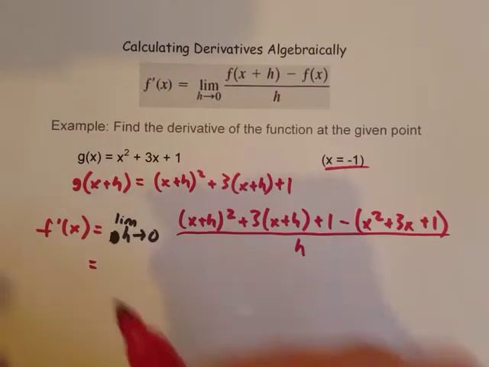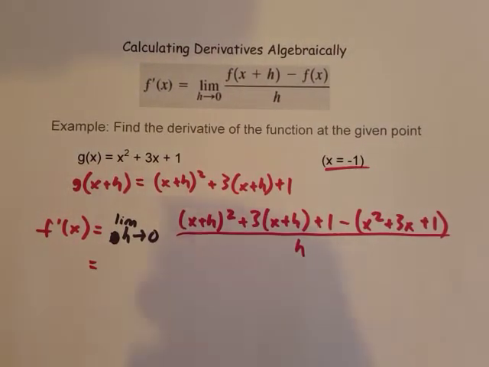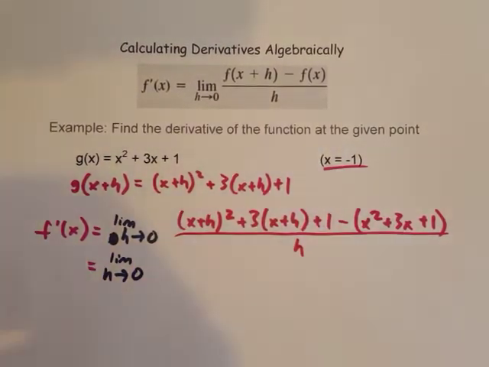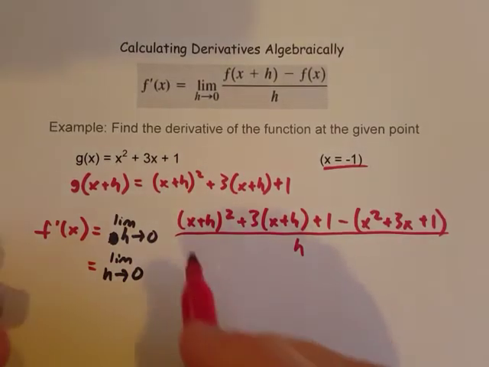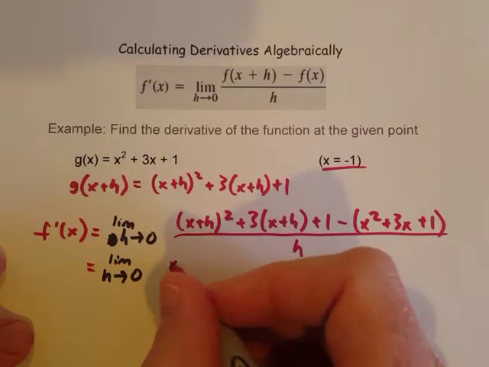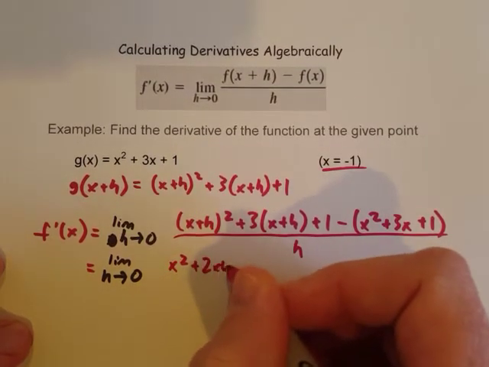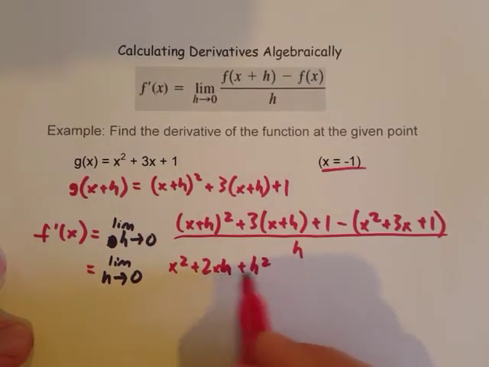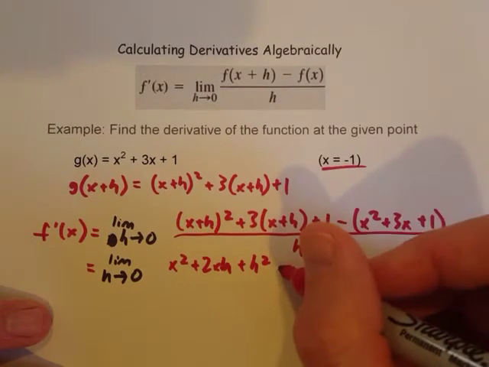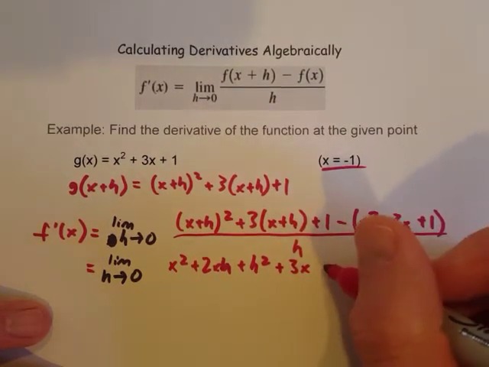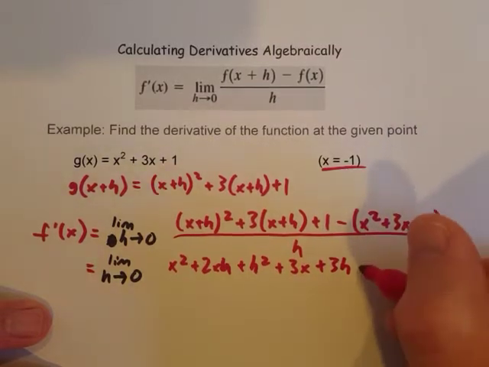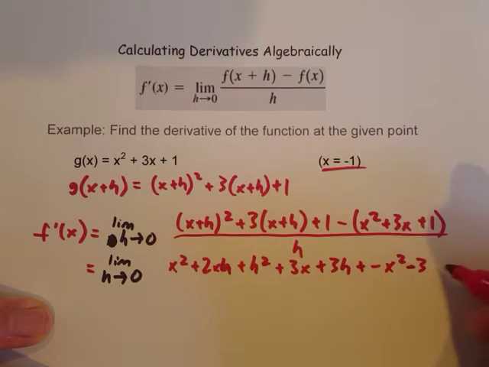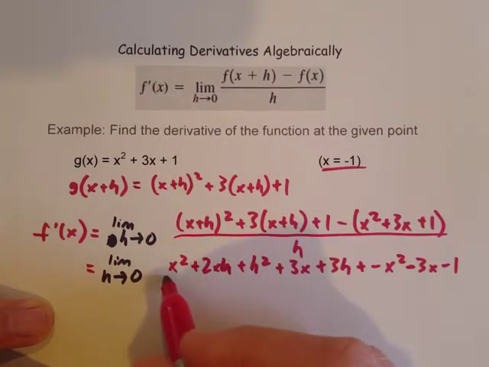Okay, there's step 1. Step 2 is let's start to simplify some of these things. Keep my limit in there until I actually use it. X plus h squared is x squared plus 2xh plus h squared. Mainly, don't forget about the middle term. That's what people tend to forget about the most, is that middle term. Then I have plus 3 times x plus 3 times h plus 1 minus x squared minus 3x minus 1. So there's a lot of stuff here.